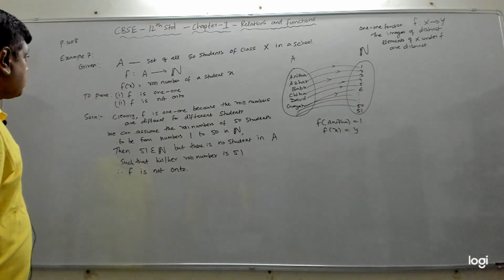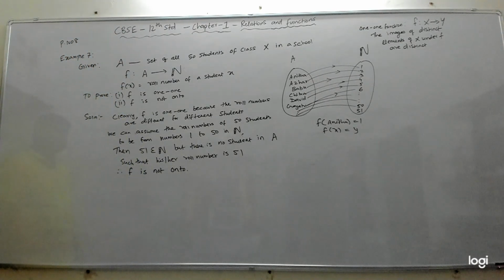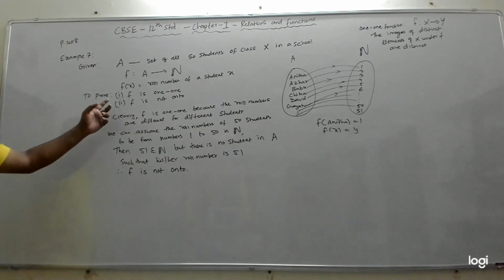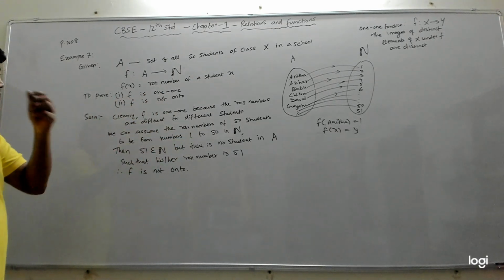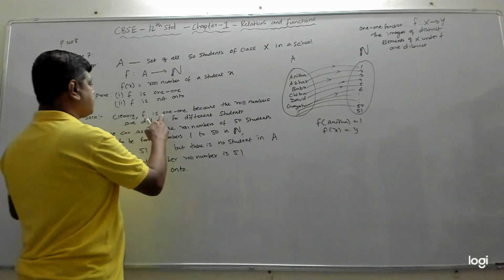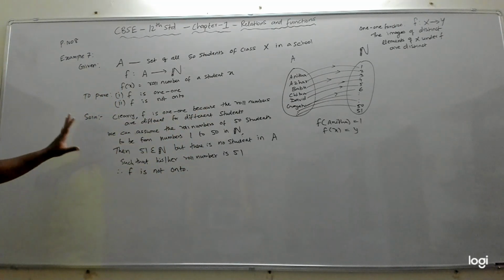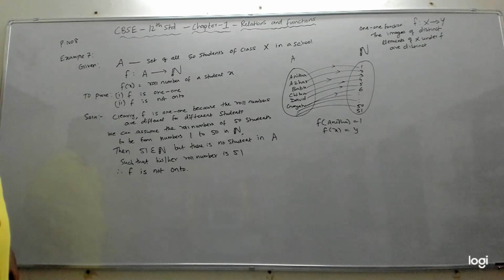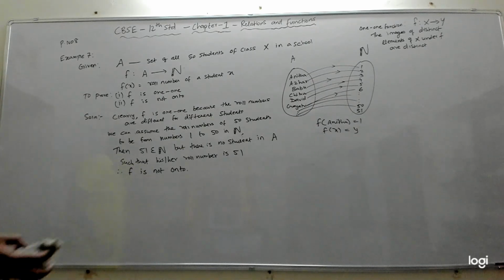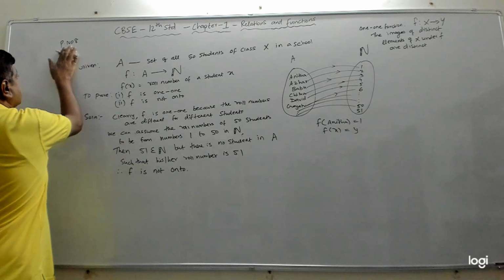Clear? So all of you can pause the video and take the notes. We have proved f is 1 to 1, right? We have proved clearly f is 1 to 1, and also we have shown f is not onto. So all of you can pause the video and take the notes here. Yeah, go to the next problem, which is example 8.